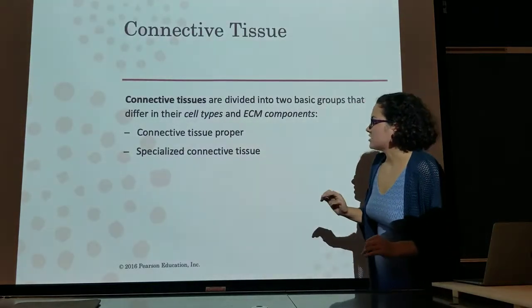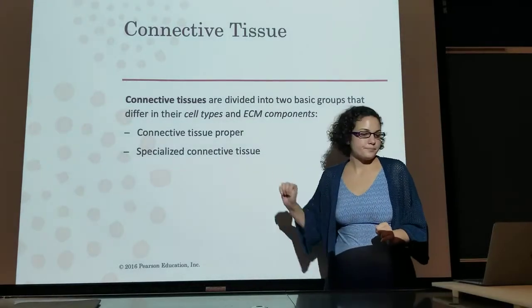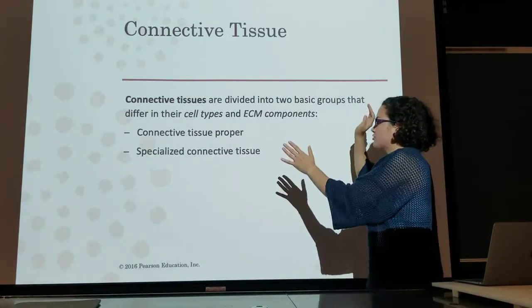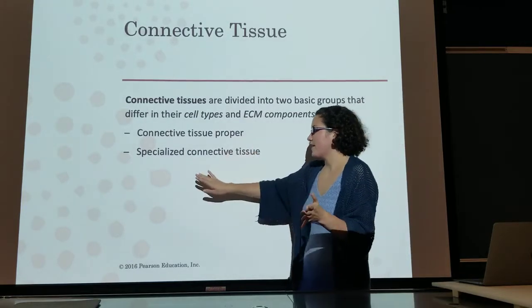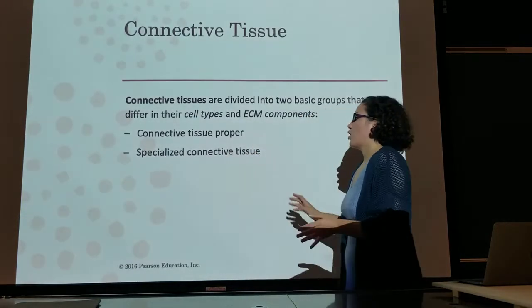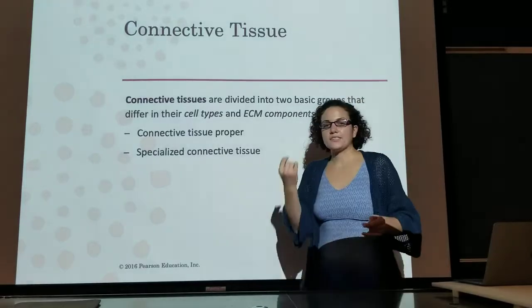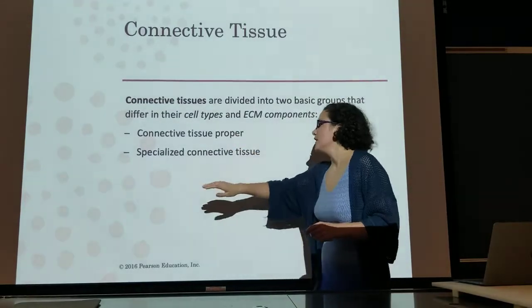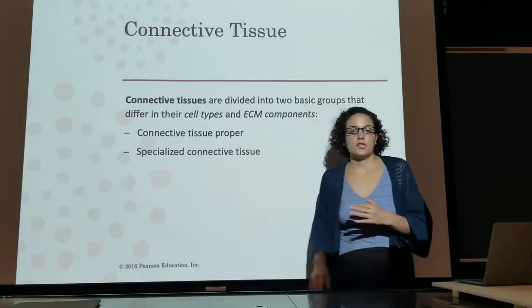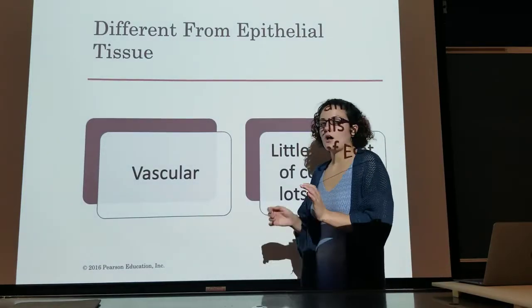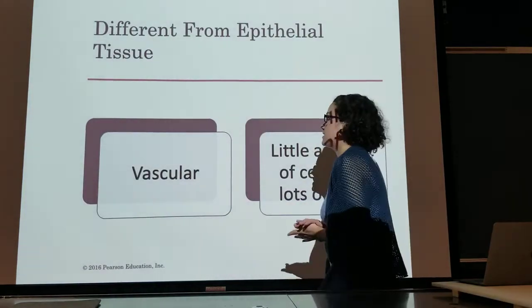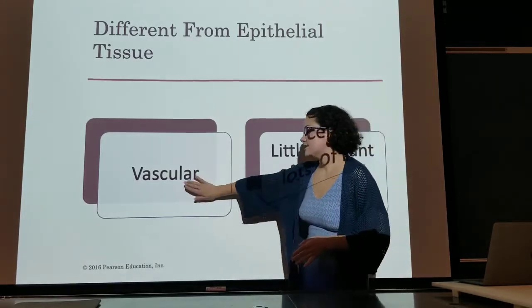So connective tissue is split into 2 different types, actually. So there's proper and then there's specialized. So we're going to be talking about, in lab 6, connective tissue proper. In lab 7, it'll be about specialized. So connective tissue is all types of connective tissue. It's different from epithelial because it is vascular.